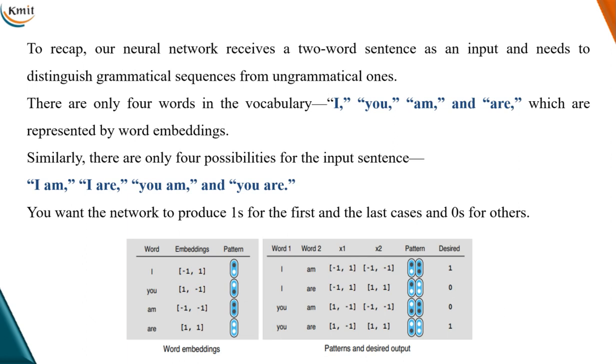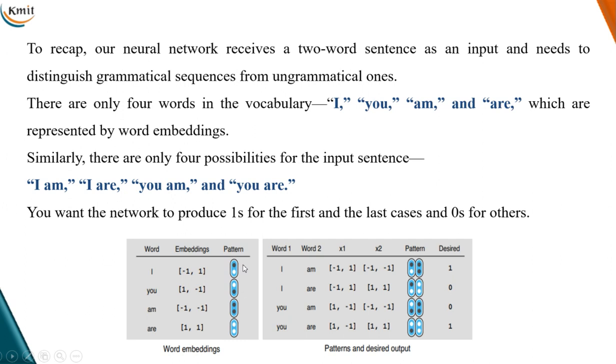If I want to form sentences using these four words, let me combine two different words, forming four different sentences. They are I am, I are, you am, and you are. As you can see in the picture, I take the words, that is I, you, am, are, take the corresponding embeddings for them, and for each embedding we will produce a pattern.